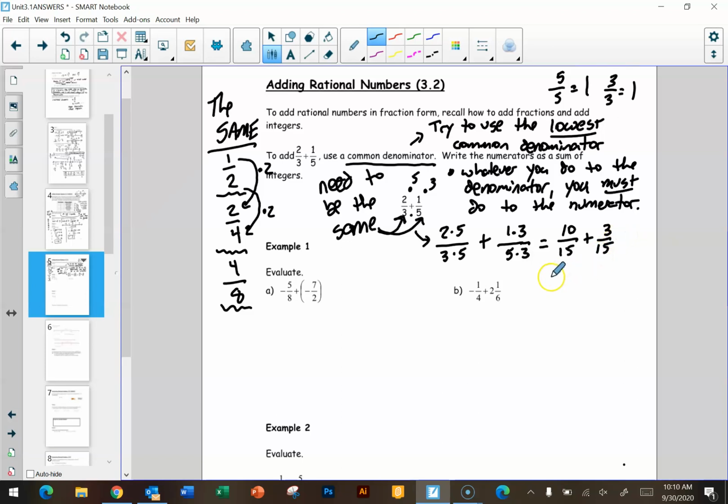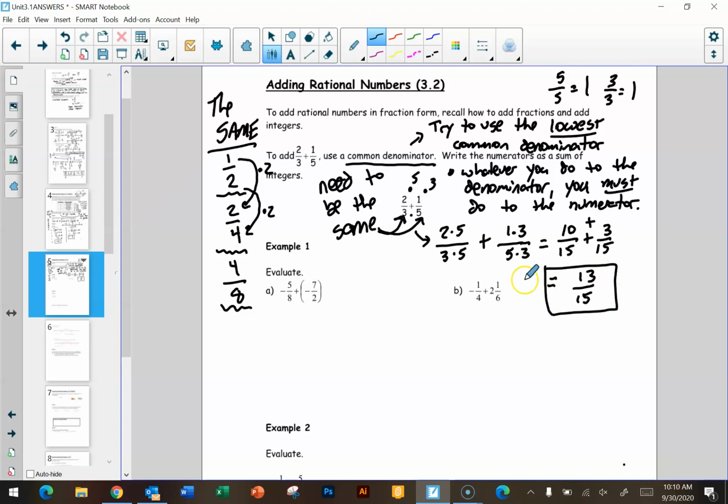Here's the next big mistake students make. You need to avoid this. Only add the tops. Okay? Only add the tops. The bottom has to stay the same. So what I do is I write the bottom right away, so I'm not tempted to add those bottoms. I'm not tempted to add the denominator. Only the tops get added. So this is 10 plus 3 equals 13 over 15, and that is your final answer.